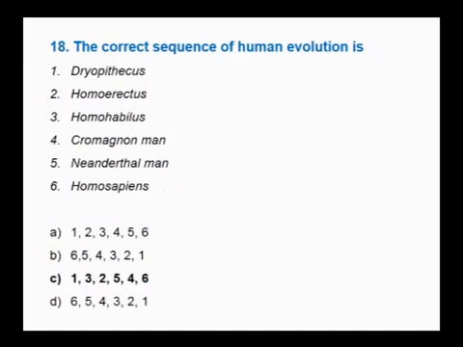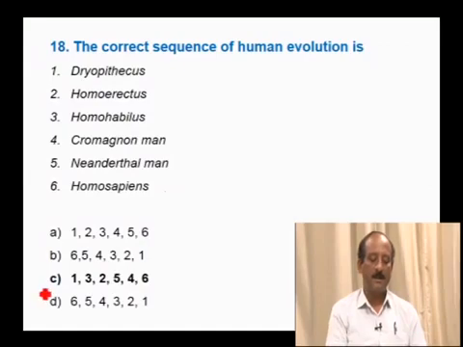Question number 18. The correct sequence of human evolution is, options are Dryopithecus, Homo erectus, Homo habilis, Cro-Magnon man, Neanderthal man, Homo sapiens. The first evolved human was Dryopithecus, followed by Homo habilis. Next to Homo habilis, Homo erectus. Next to Homo erectus, Neanderthal man. Next to Neanderthal, Cro-Magnon man. And finally, the modern man, Homo sapiens. Yes, the correct answer for this question is option C.